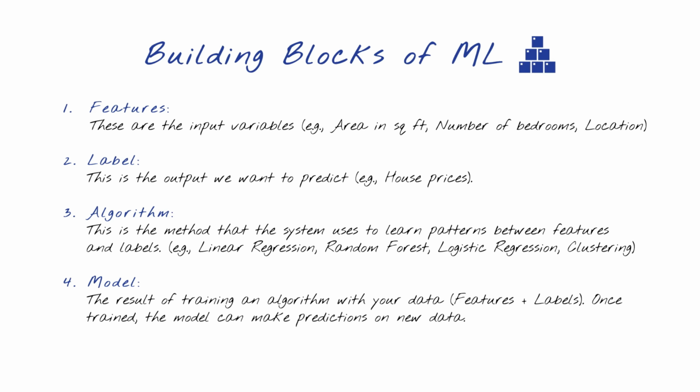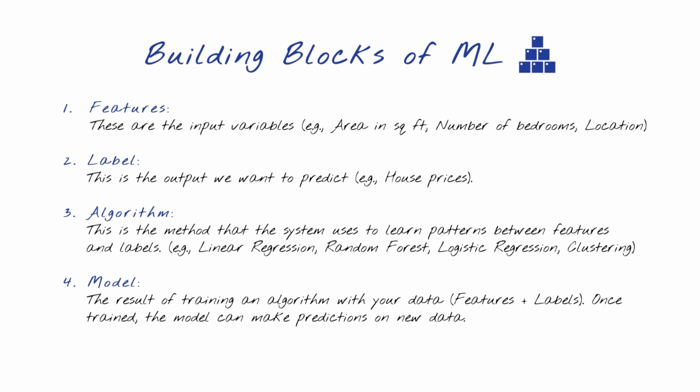Finally, the model is the outcome of training an algorithm with your data. Once the algorithm has learned from the data, it produces a trained model. This model captures the patterns and relationships it discovered during training and is now ready to make predictions on new, unseen data. In our case, the model would predict house prices based on features such as the area of the house or the number of rooms.